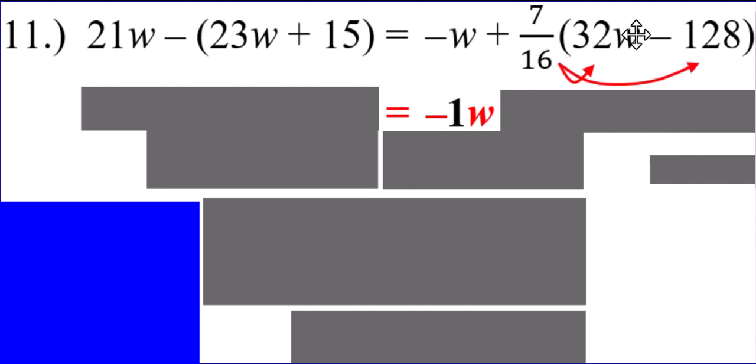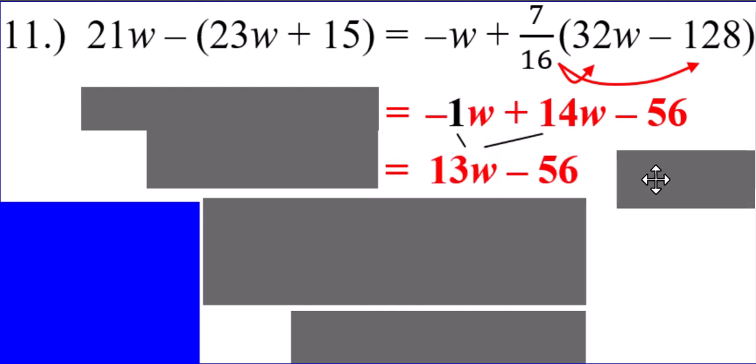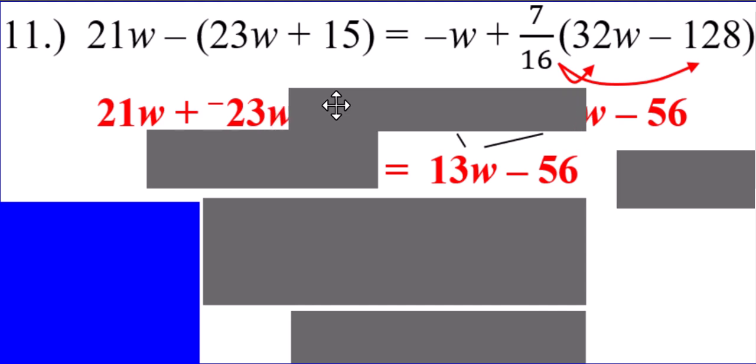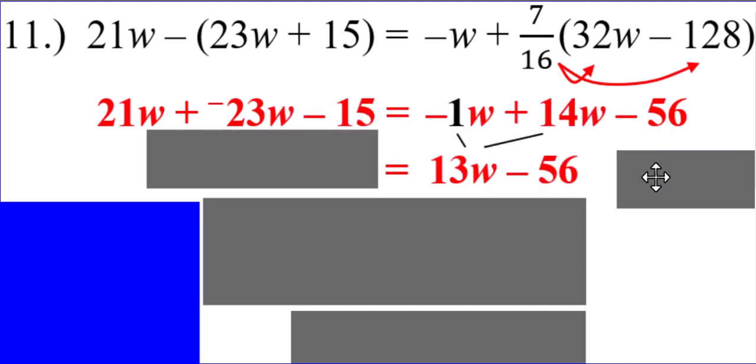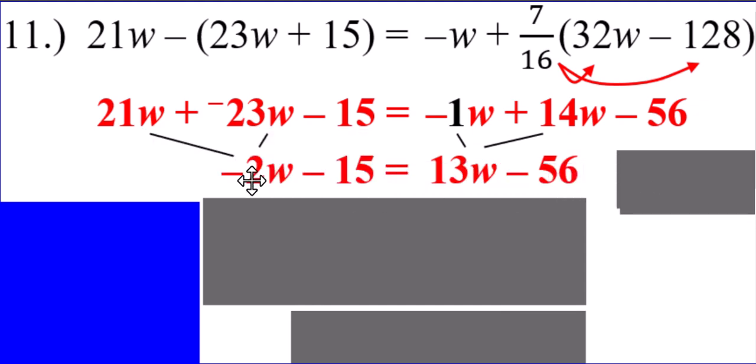7/16 times 32w and times 128. Use your calculator, and you got 14w minus 56. And while I'm over here on the right, did you notice the like terms? You can add them together, get 13w minus 56. On the left, subtraction is the same as adding by the additive inverse of 23w plus 15, which makes it negative 23w minus 15. You could also call that plus negative 15 if you want. And you also have like terms, 21w, negative 23w, giving you negative 2w.